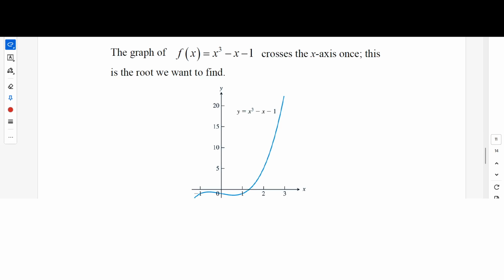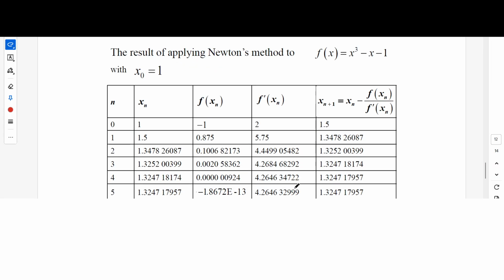I'm going to show you one last example here. Let's say this is the function you are given, x cubed minus x minus 1. And when you try to plot the graph using some graphing tool, you would be able to see that the graph crosses the x-axis. So this is the 0 of the function, but we don't know what the actual 0 is. So we try to use Newton's method, and we start with, say, 1 or 2. So let's say the initial point is 1.